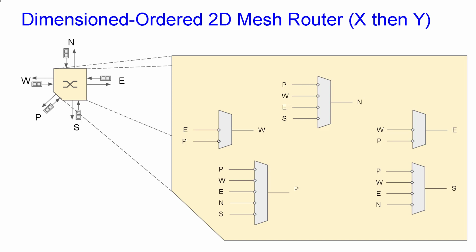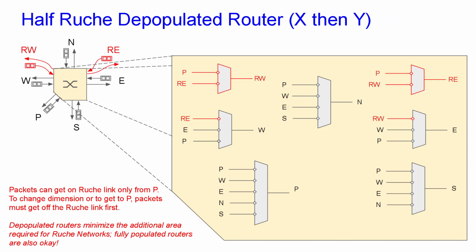We can see that north and south have 4 inputs, and P has inputs from all directions, and west and east have 2 inputs. Now we add the Ruche direction RW and RE to the router. This is an example of a half Ruche network in X direction. The red in the diagram shows what is being added to the existing router. We restrict some directions that packets can travel to limit the increase in the crossbar area. Therefore, we call this a depopulated router.